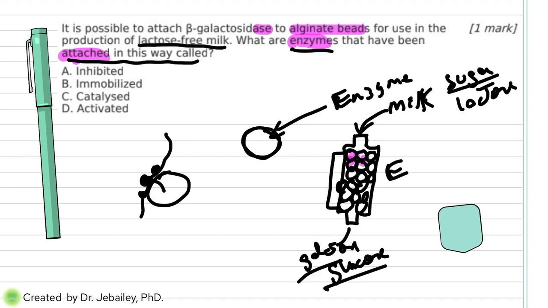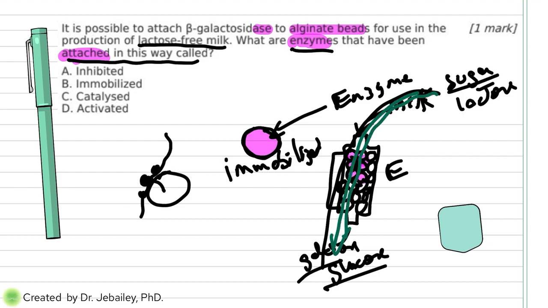Now, when we say attached, it means how did you attach these enzymes into those beads? The attachment of them in this bead, where it's just the beads holding on to them, is called immobilized. That means they have been attached to a place and they do not move. That's what immobilized means. So you put all the enzymes in these beads, and the bead stays in its place. It's the milk that keeps moving in. So in another color, the milk is moving, but the beads don't move. Another milk is coming and the beads don't move.